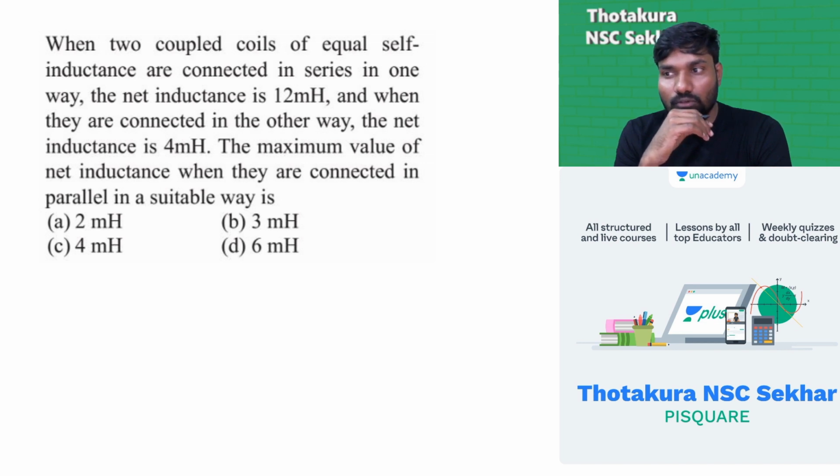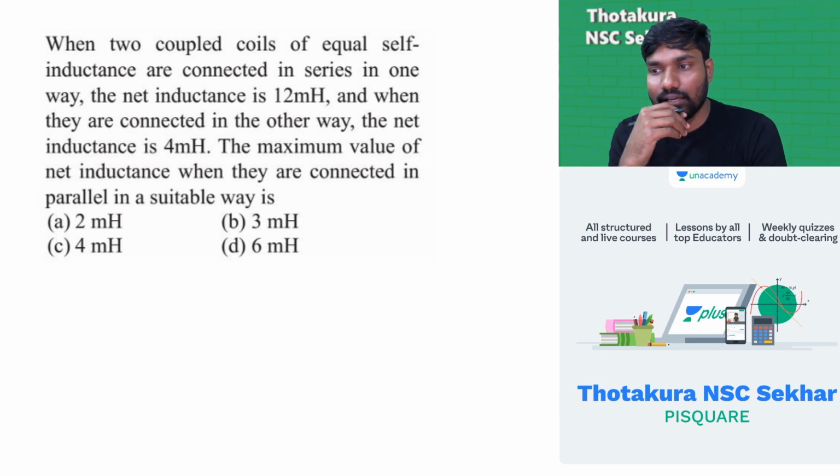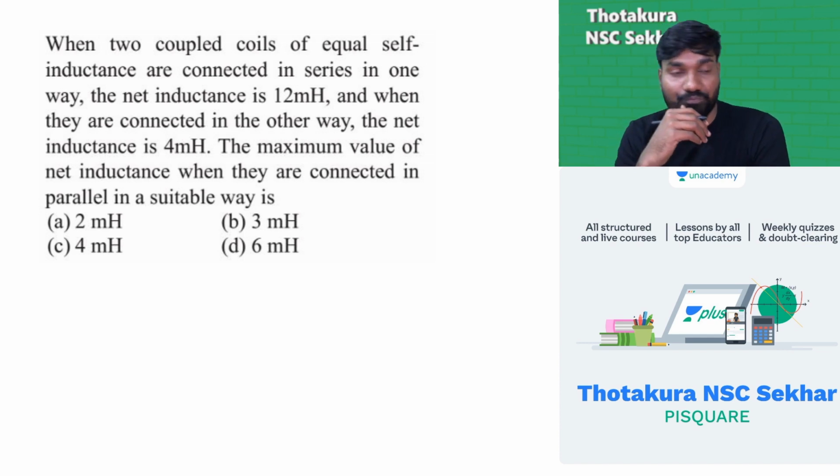When two coupled coils of equal self-inductances are connected in series in one way, the net inductance is 12 millihenry, and when they are connected the other way, the net inductance is 4 millihenry. Find the maximum value of net inductance when they are connected in parallel in a suitable way.